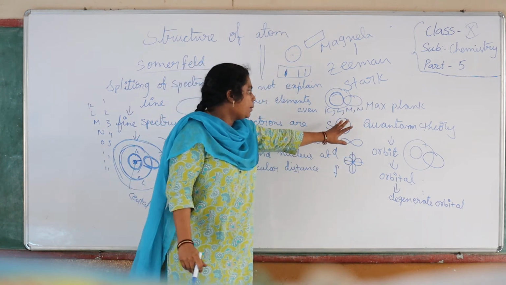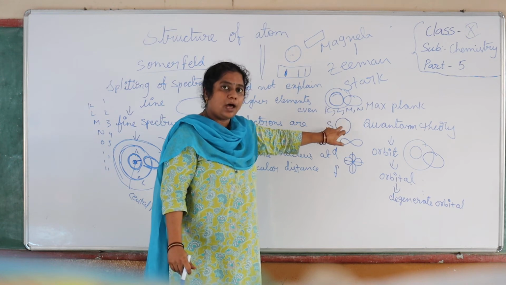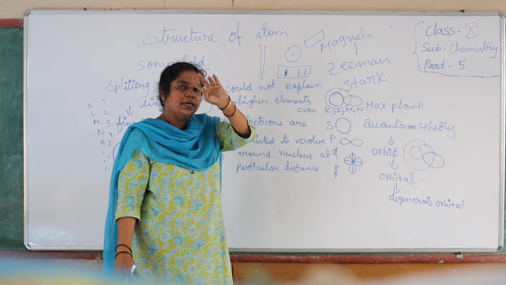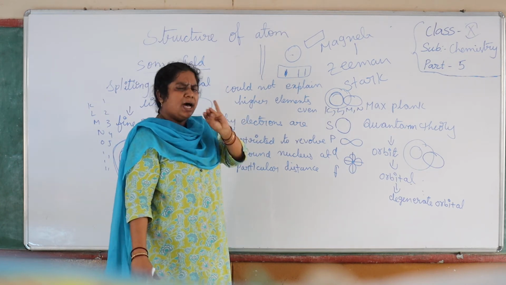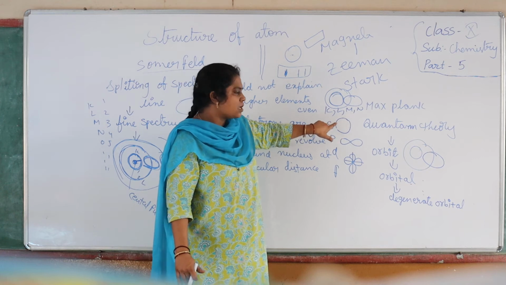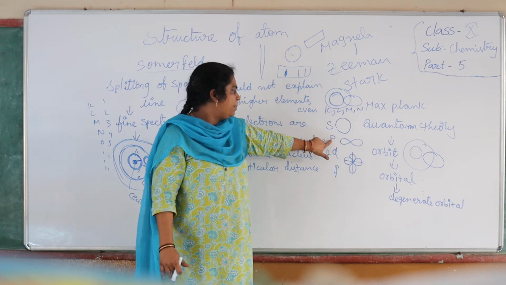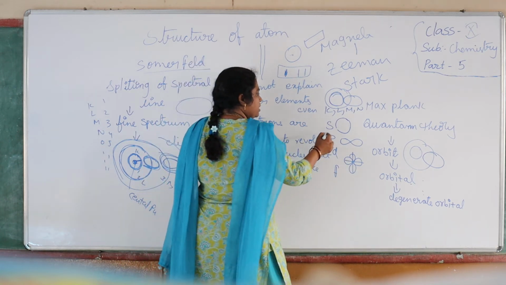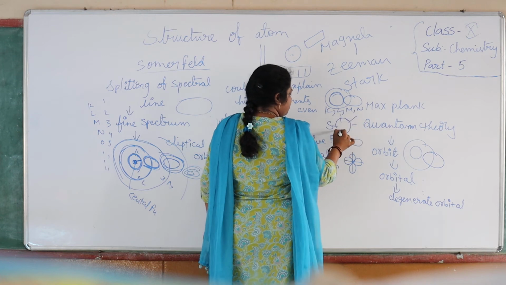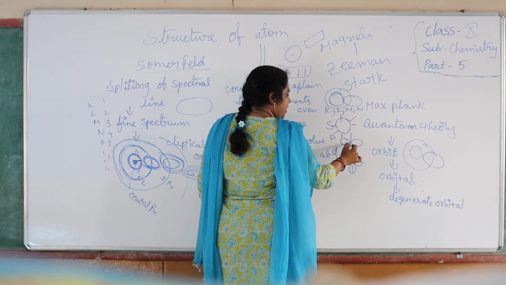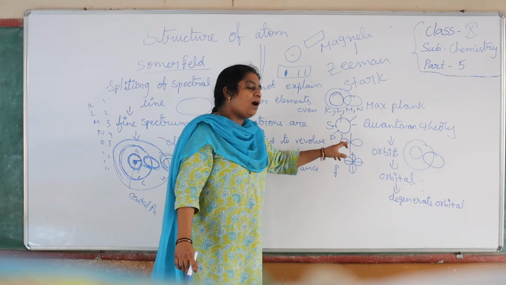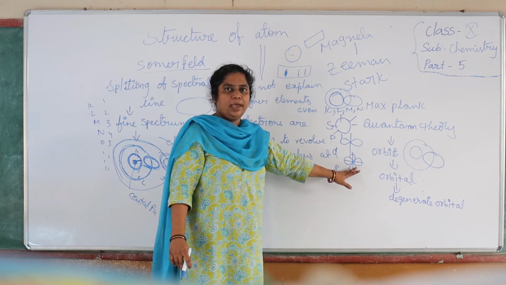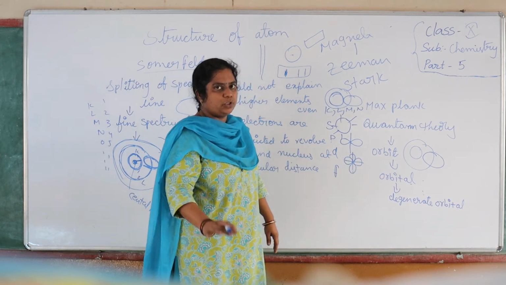Orbitals are for you in your syllabus. You have the names of 4 orbitals, and an explanation of about 3 orbitals is given. The 4 orbitals are the S orbital, P orbital, D orbital, and F orbital. The S orbital is spherical in shape. This is the S orbital. The P orbital is dumbbell in shape, and the D orbital is double dumbbell in shape. For the F orbital, you don't have an explanation.